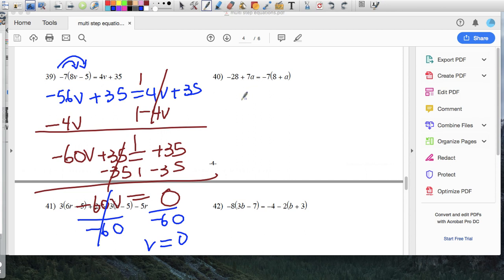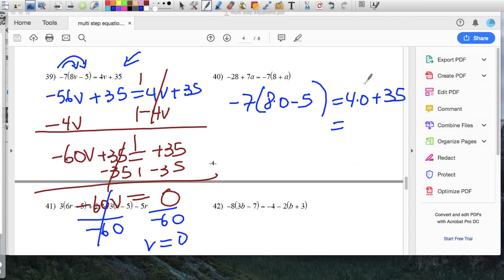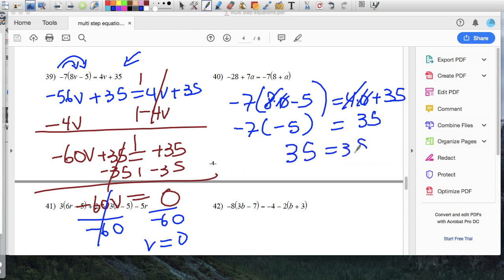So on the check, I'm going to write negative 7, 8 times 0 minus 5, I'm looking here, equals 4 times 0 plus 35. 4 times 0 is 0, so this goes away, and I have 35 left over. Inside, I got negative 7. 8 times 0 is 0, so this goes away, and I'm left with negative 5. Negative and a negative is positive, and that gets 35, so that's correct.